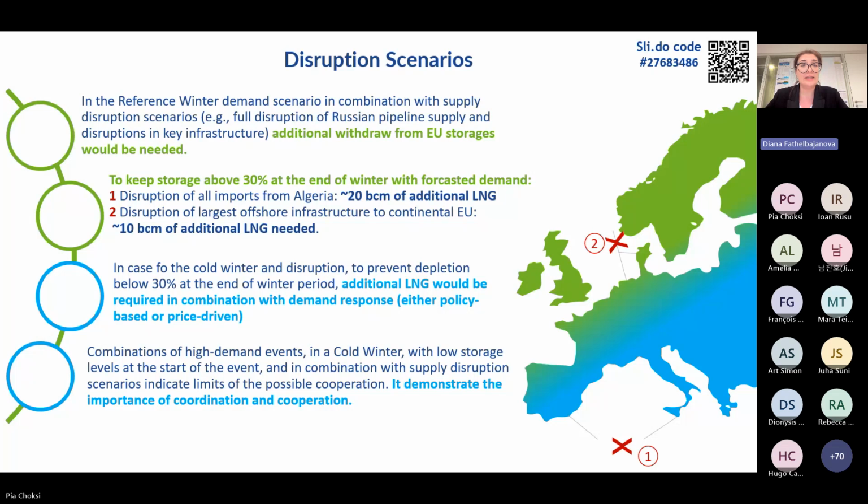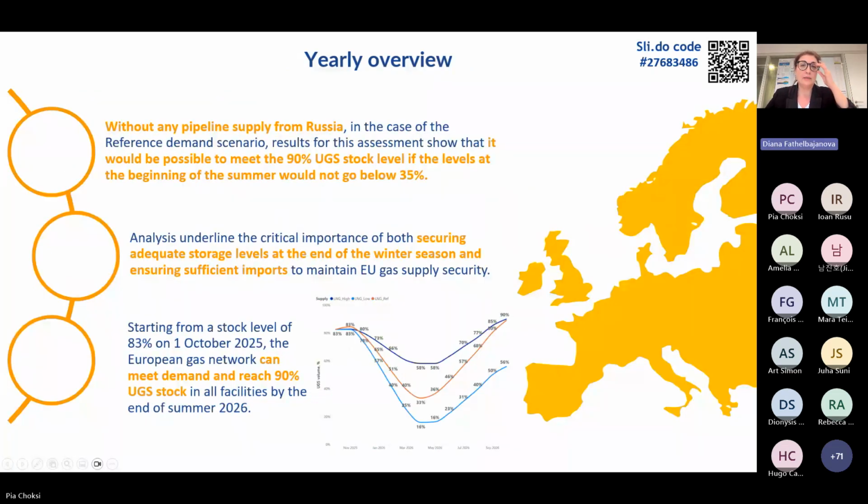Yes, moving to the next slide. Looking at the results, which also include the upcoming summer, we can see that starting from a stock level of 83% on 1st of October 2025, the European gas network is able to meet demand and reach 90% storage level in all facilities by the end of the summer 2026.